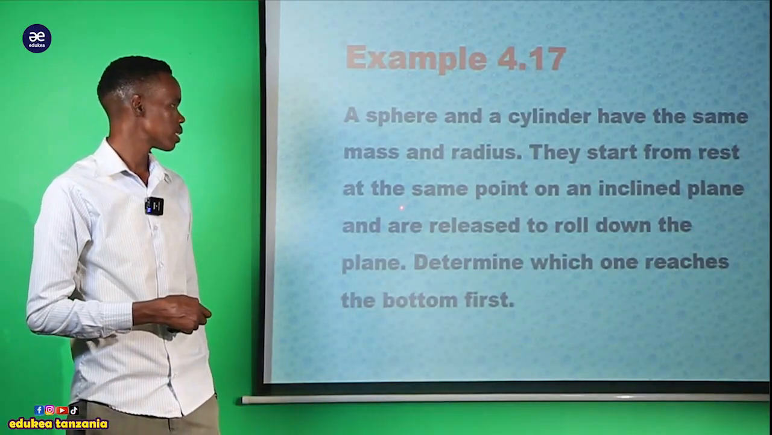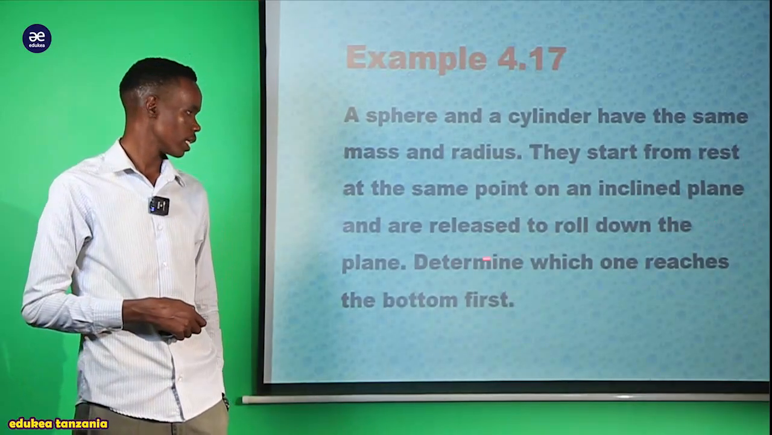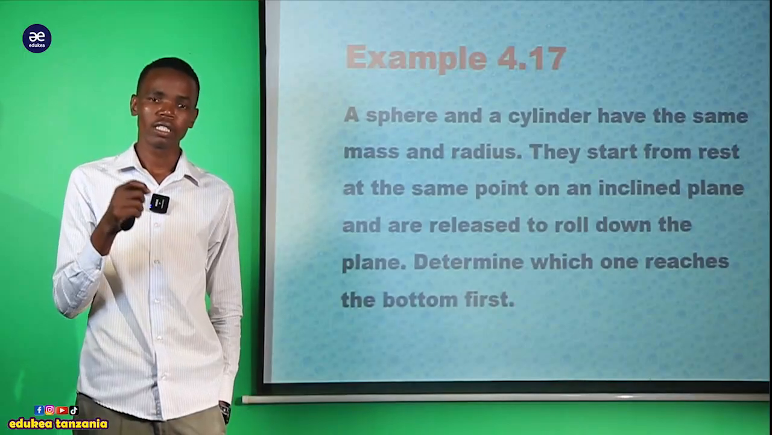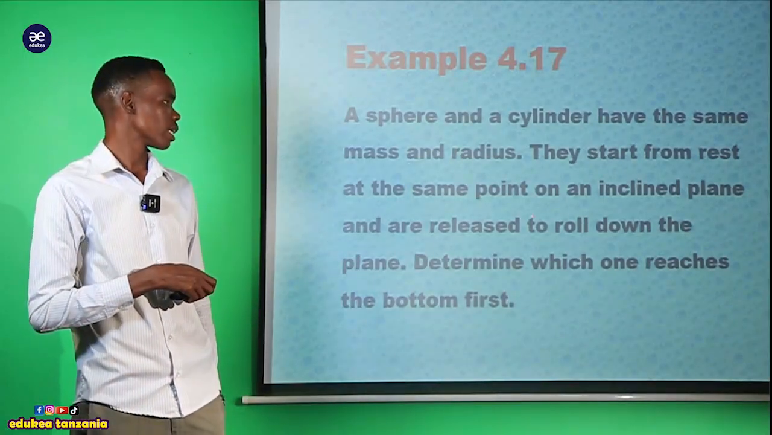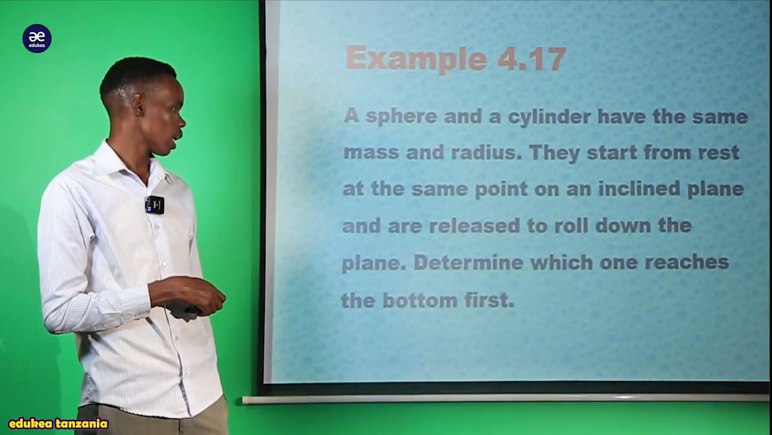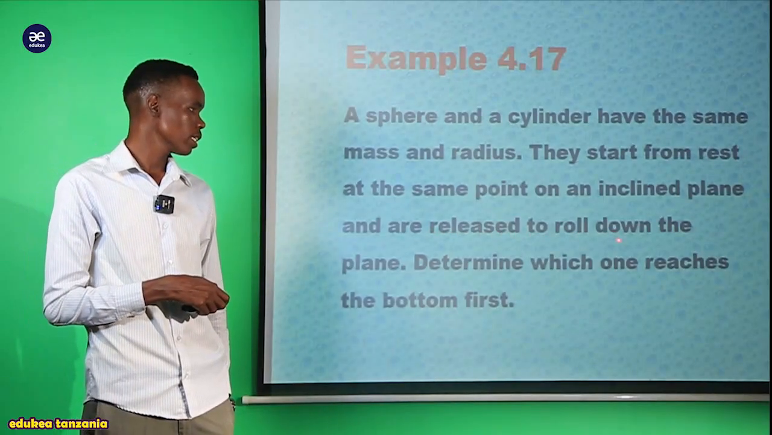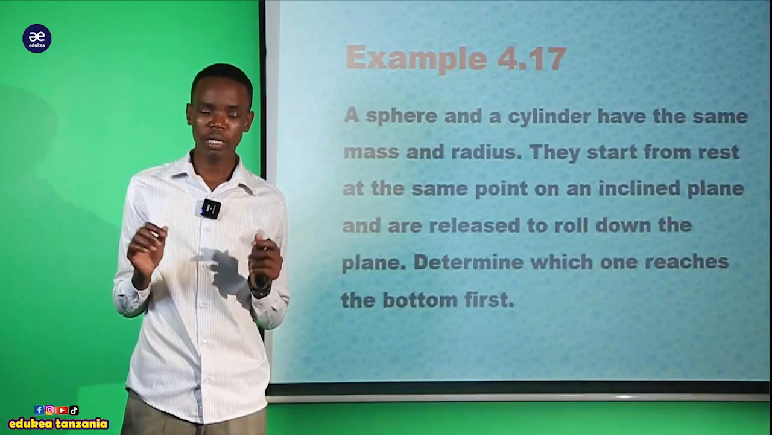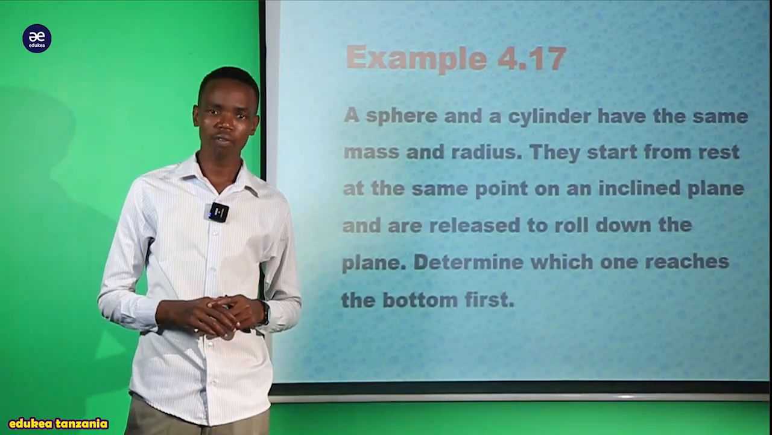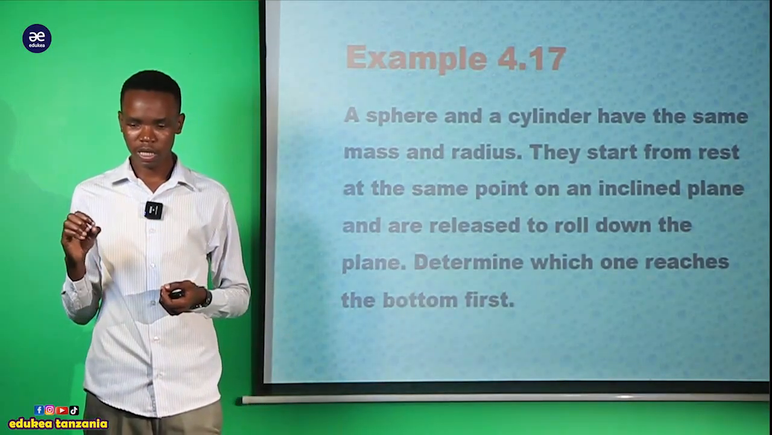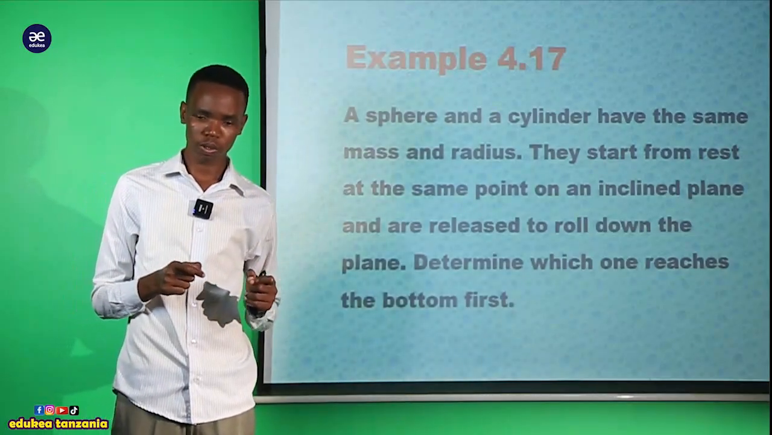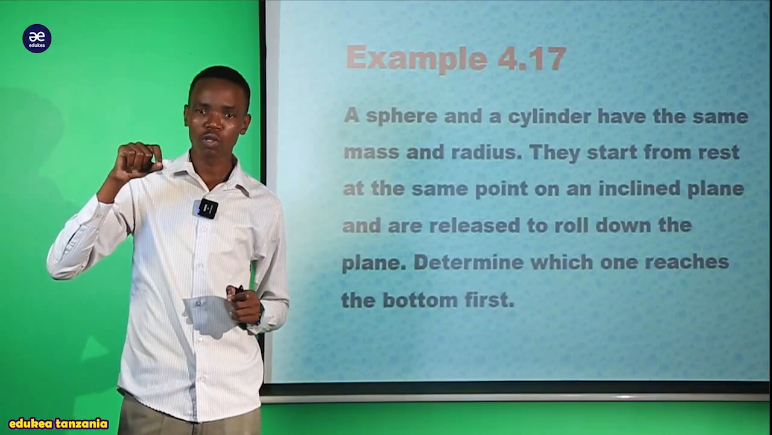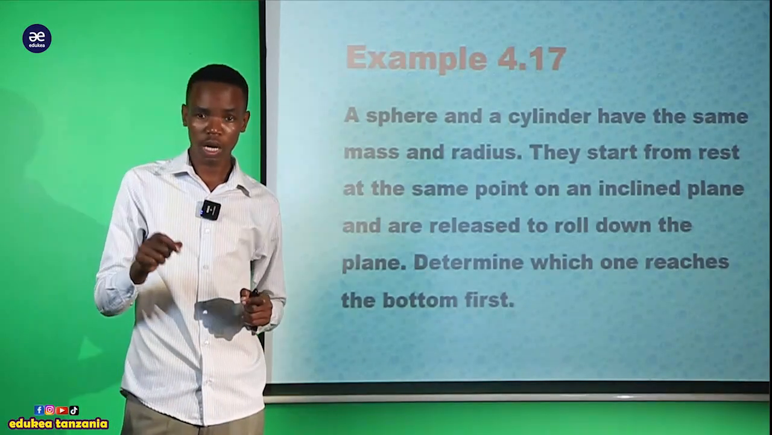They start from rest at the same point on an inclined plane. Both of these are starting from rest, stationary at the same point on the inclined plane, and they are released to roll down the plane. Now assume, my dear students, that you have the inclined plane. You take the cylinder and the sphere and release them together on the inclined plane to roll down toward the bottom.